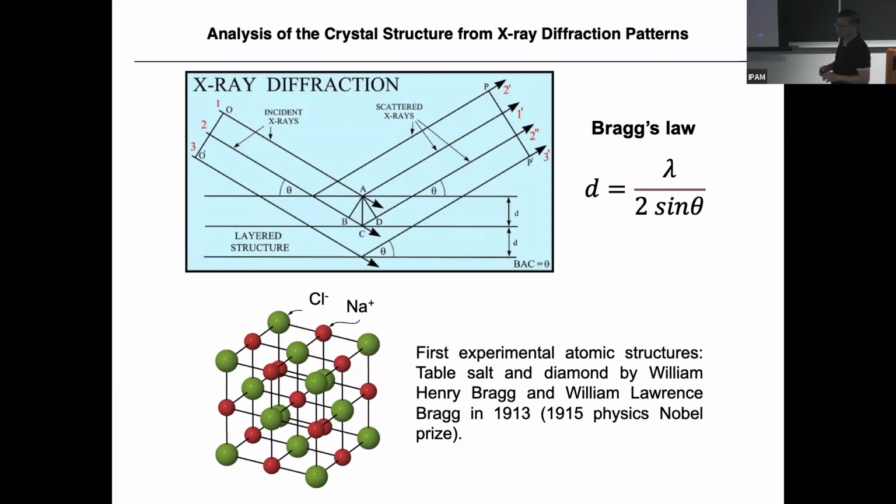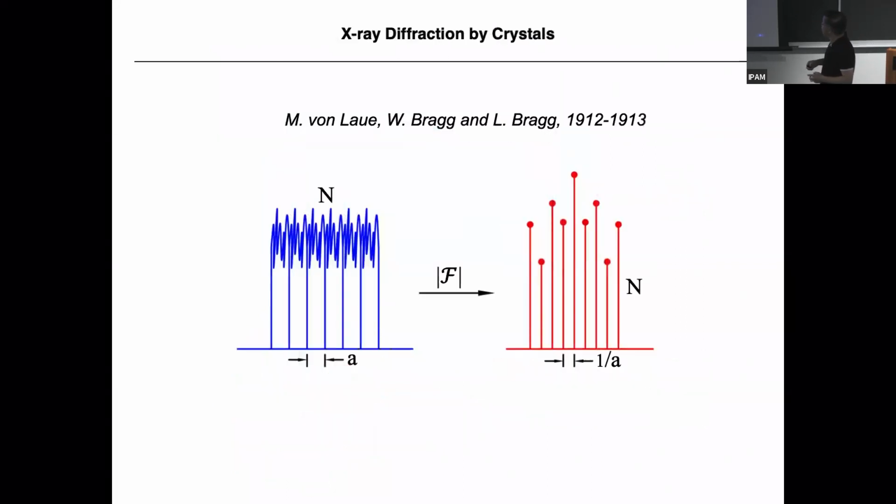Okay, so that's the diffraction. Let's try to understand why this relates to my talk. Now let's look at X-ray diffraction by crystals. I mentioned von Laue, William Bragg, Lawrence Bragg. Take a one-dimensional periodic structure with one unit cell of size A. If you take a Fourier transform, you get the magnitude, and you get the peaks. This is a well-known method.